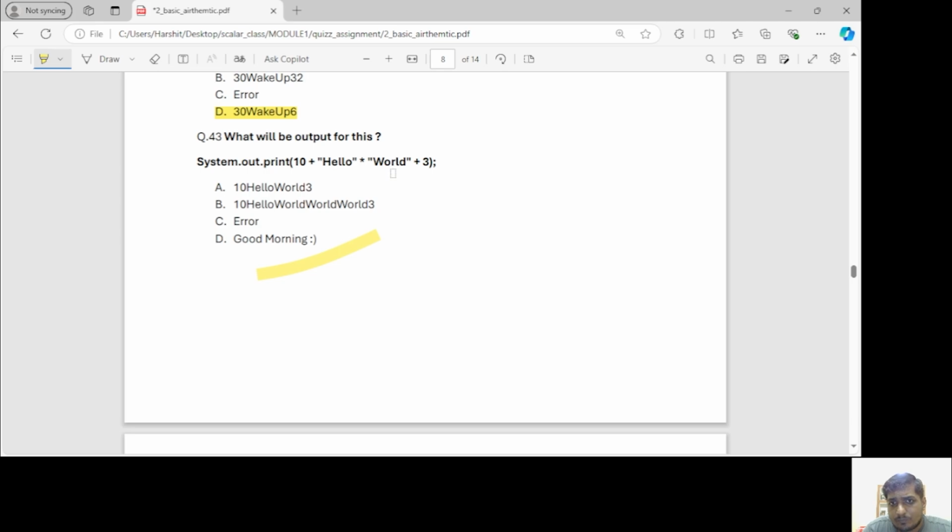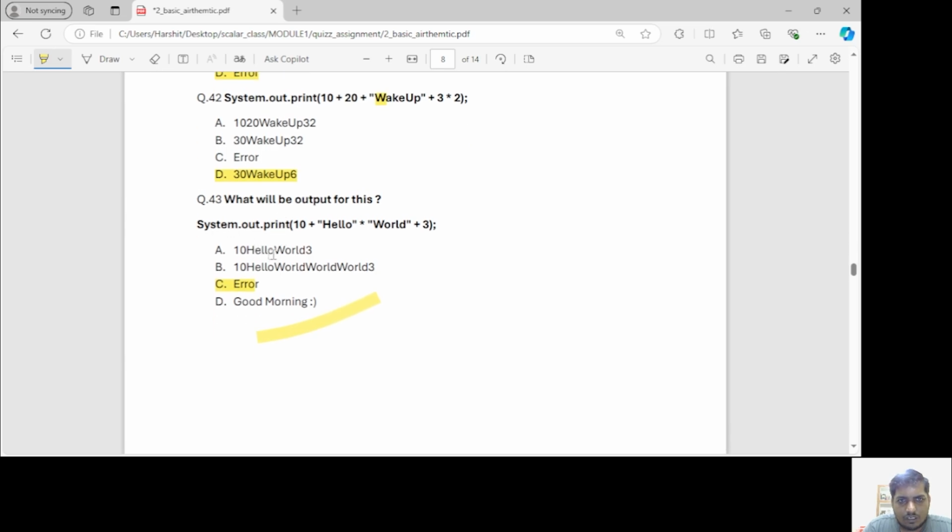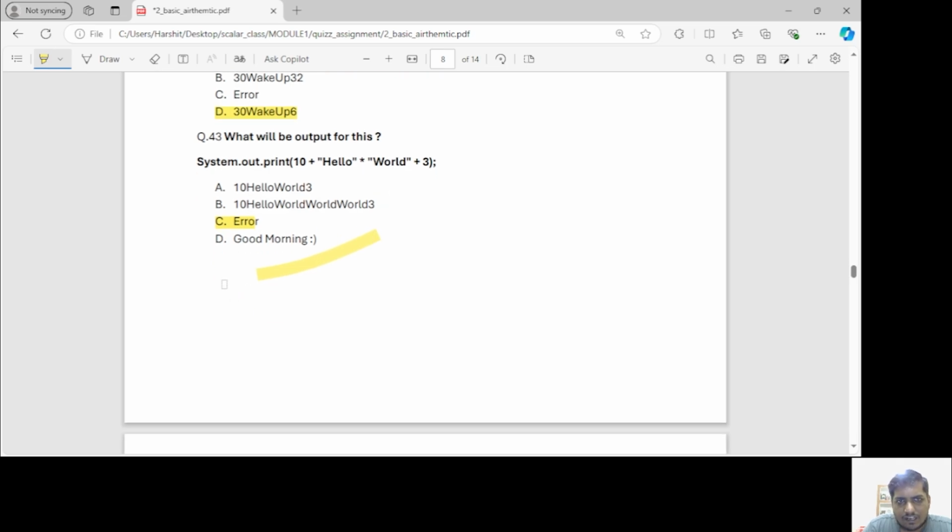Addition will be performed, but multiplication will not be performed. It gives an error. Just check it in the terminal. We'll see question number 43, that is the multiplication of two strings. Okay, that is an error.